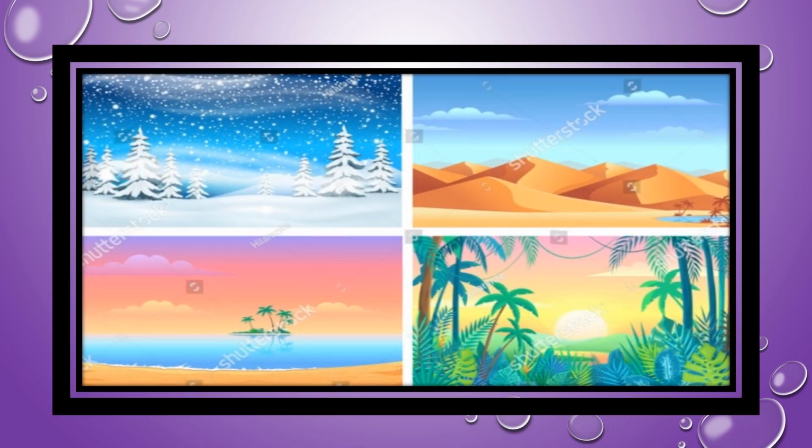On the other hand, climate is more permanent state. It is average weather condition of an area over a long period of time. Climatic conditions of a place is normally stable. For example, the climate of Delhi is cold in December.